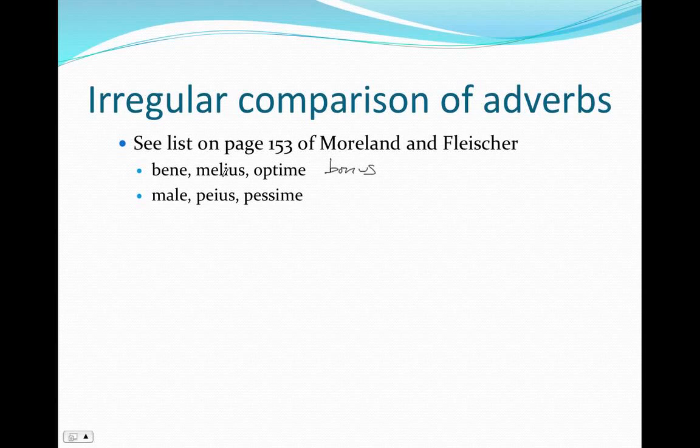well. Melius, notice this is completely irregular. That is, this is the neuter comparative adjective, melius, better. And optime, if you remember, optimus is the superlative adjective. Optime here is best, the adverb, formed completely regularly. And from malus, bad, badly, male, peius, again perfectly regular, and pessime, perfectly regular. And when I say regular, I mean they're regularly formed. They're formed off of the comparative adjective and the superlative adjective.